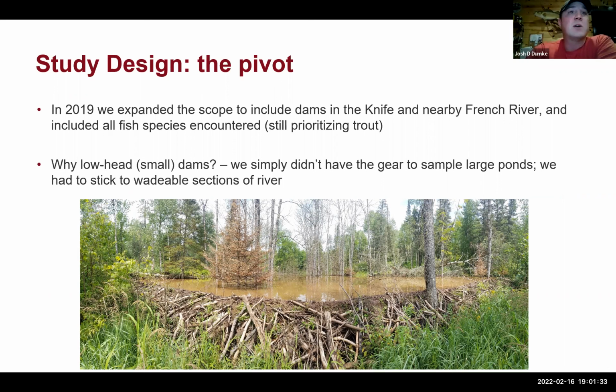And so the other question that we had to tackle was, why are we picking these small dams? We had said low head or small dams, anything that was really less than a meter high or 3 feet. And the reason why is we simply didn't have the gear to work in larger ponds. We had to stick to wadable sections of rivers. And some of these beaver dams that are 4 or 5 feet tall, they have quite deep pools in the center, and there's no way you can walk around and effectively sample fish from those large ponds unless you have some special equipment. Next.